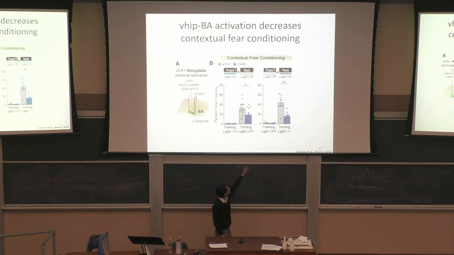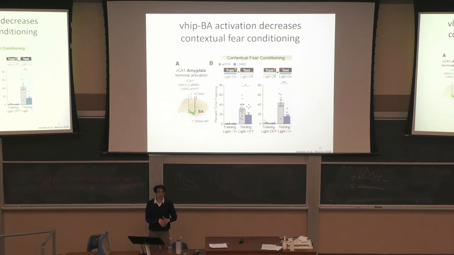Then they also train normally, so on the shocking day, no optogenetic manipulation. And then on the testing day, if you optogenetically excite those terminals, you see less freezing, showing this projection is also important for both acquisition and retrieval of the contextual fear memory.